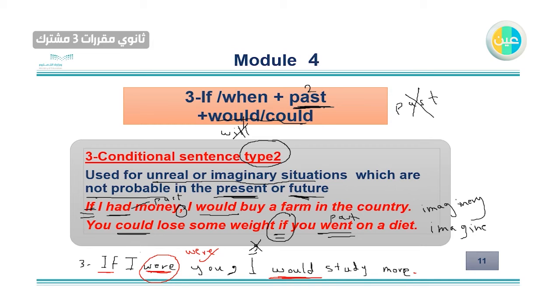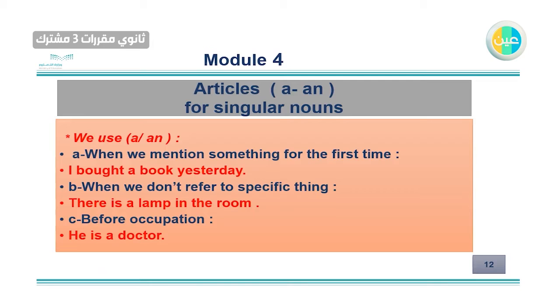Now, let's discuss something else. Articles a and an. You know articles a and an and the. But let's start with a and an. Usually a and an for singular nouns. For singular, because a and an means one. Okay? When can I use them? Number one, we use a and an when we mention something for the first time.